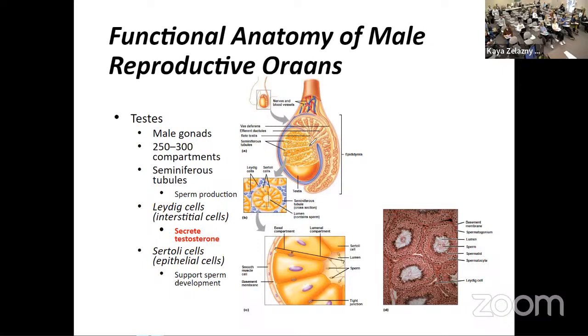The seminiferous tubules are this little ramen looking stuff here. These are tiny little tubes where we are going to see the production of sperm. We can see those seminiferous tubules in compartments in the testis, and we can see how they're connected to the epididymis and then connected to the rest of this duct, essentially.